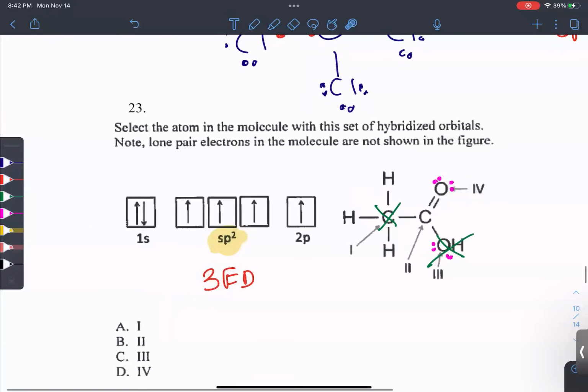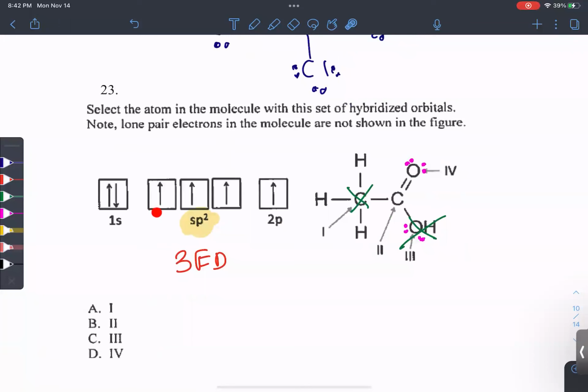So if we look closely here, let's just look at the valence electrons. These are the valence electrons. We can ignore the 1s because that's inner electrons. How many valence electrons are spread out here? 4. What atom has 4 valence electrons? Carbon, yes, so that's the answer. But let's go a little bit deeper, and I want to prove to you that this is carbon. So I'll erase some of this stuff.